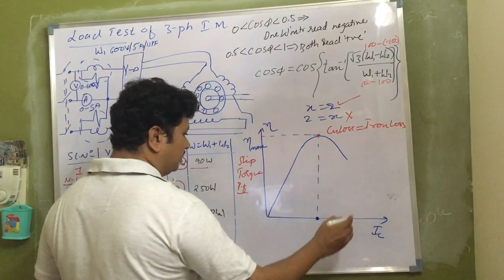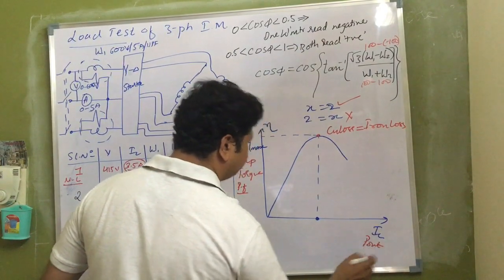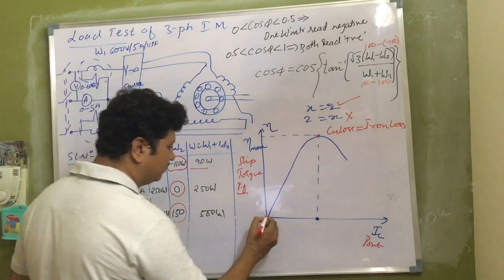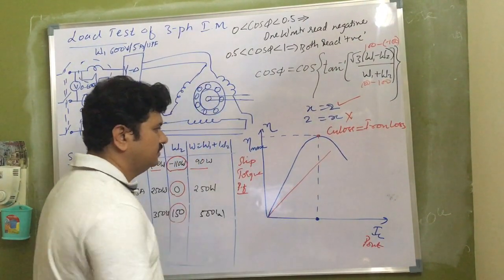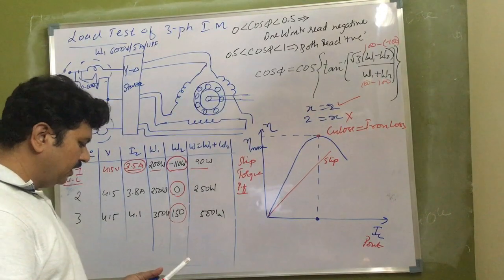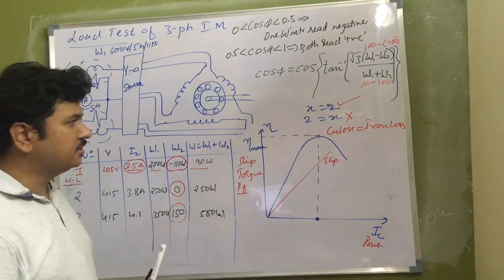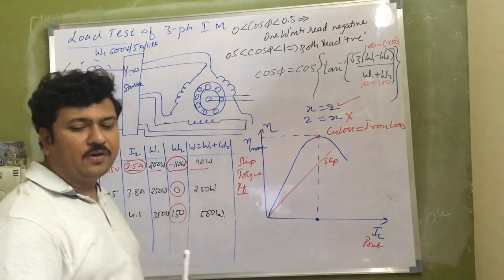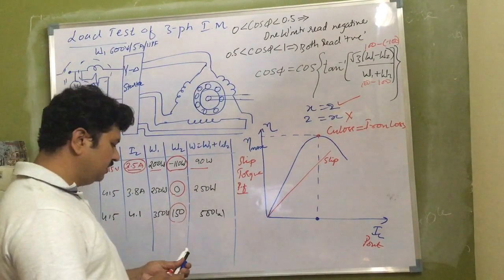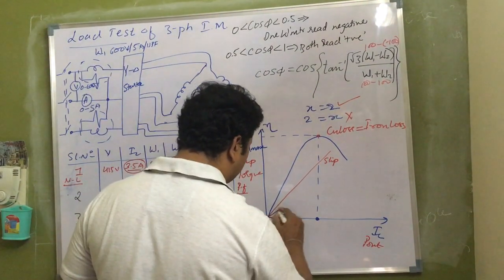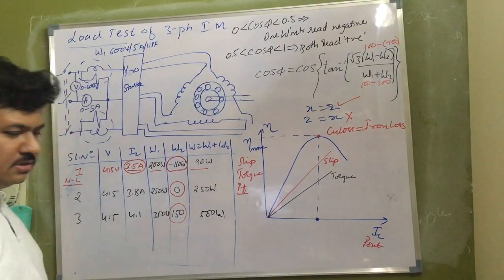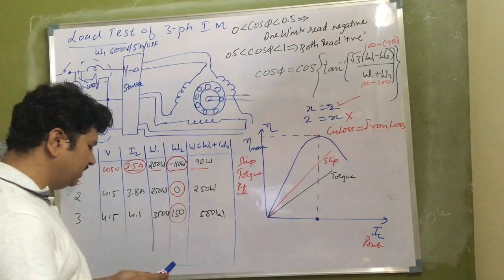As load, or P out, increases, my speed is decreasing, therefore slip is increasing. This is slip. And as the output is increasing, torque is also increasing because torque equals F r into 9.81, with F increasing, therefore T increases. So torque will also increase as the load increases. And as the load increases, power factor will also increase. We will see how it will be.